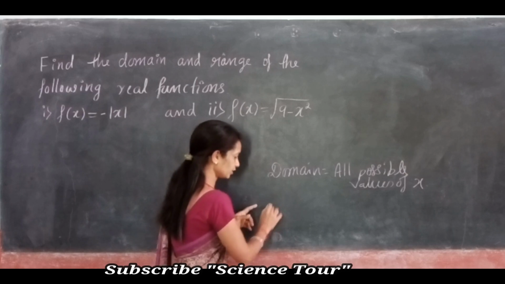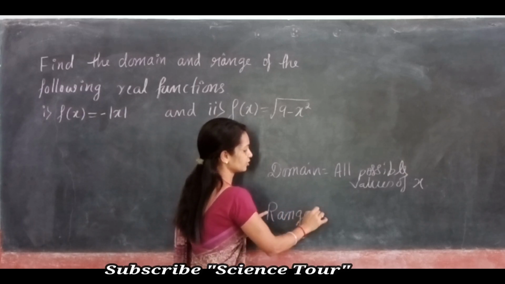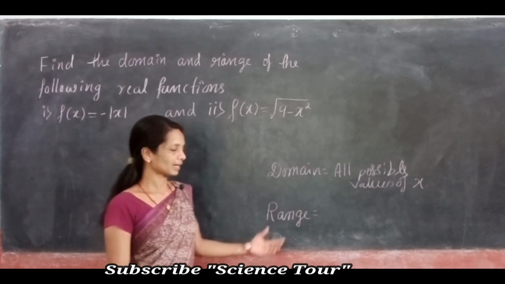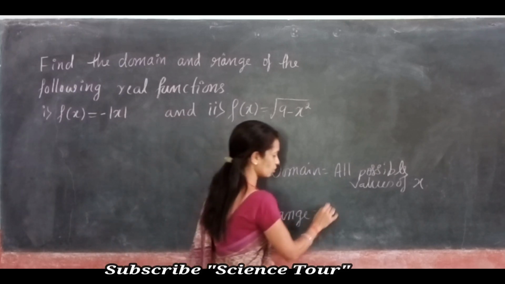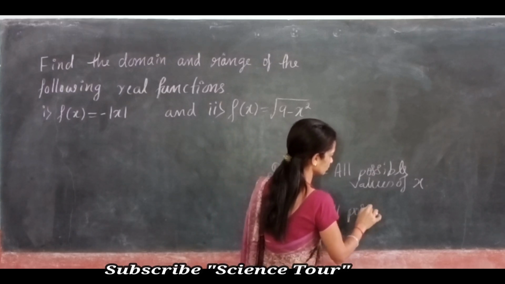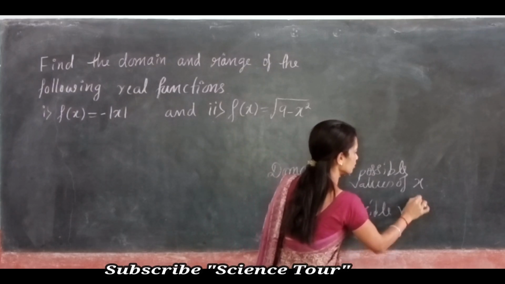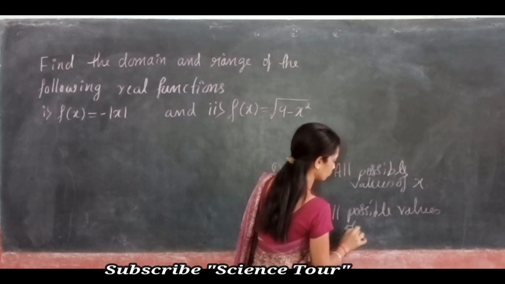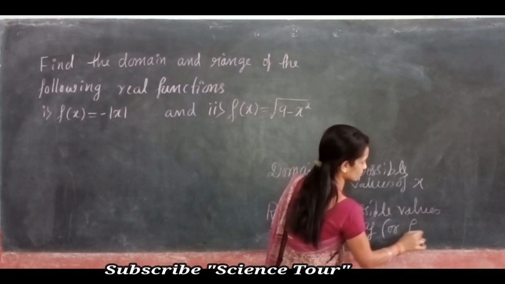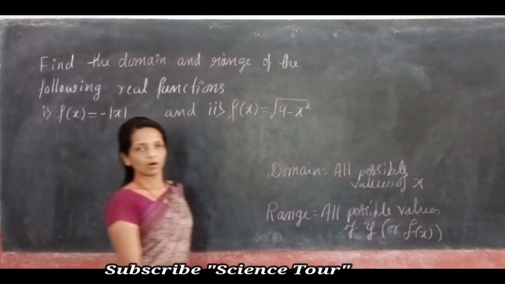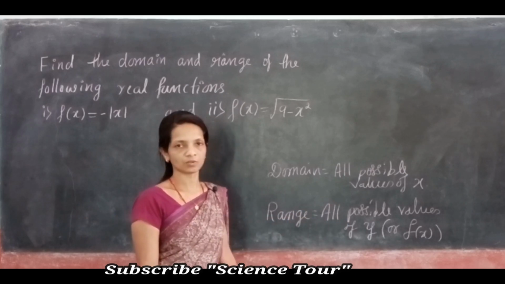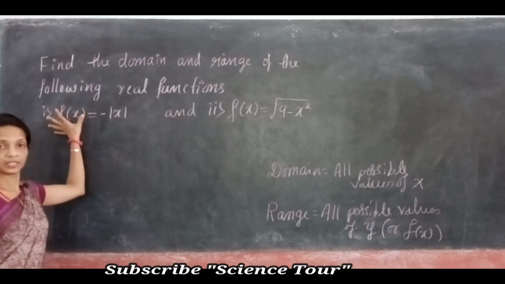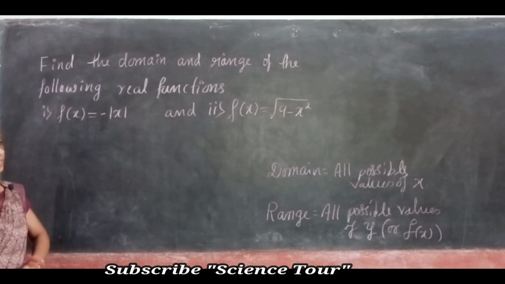The collection of all possible values of x gives you the domain. And to get the range, you have to collect all possible values of f of x, that is, y values. All possible values of y or f of x, that gives you the range. Y means f of x, what you are given here is y, and the domain is the collection of all possible values of x.